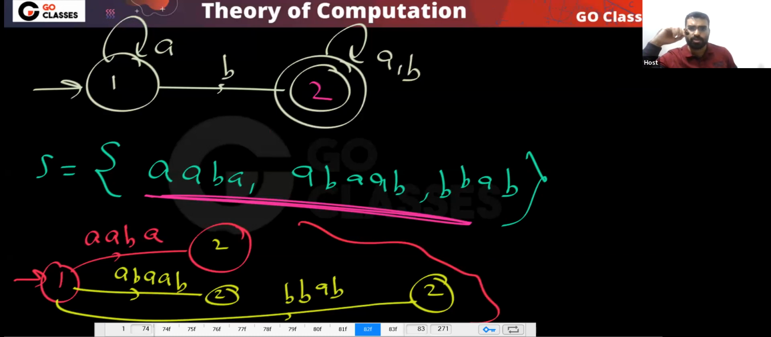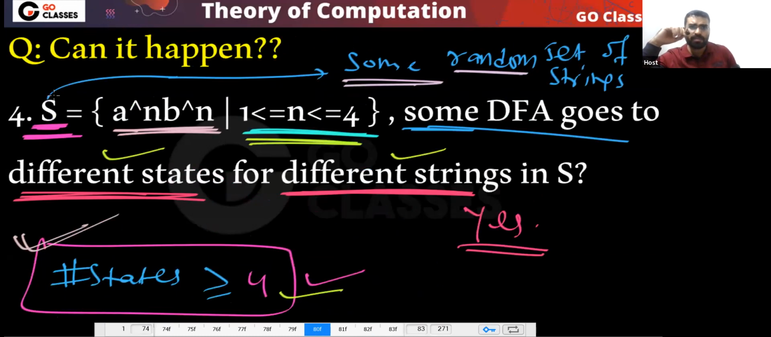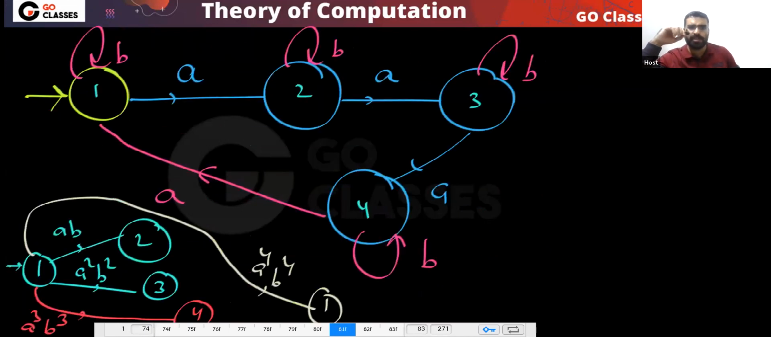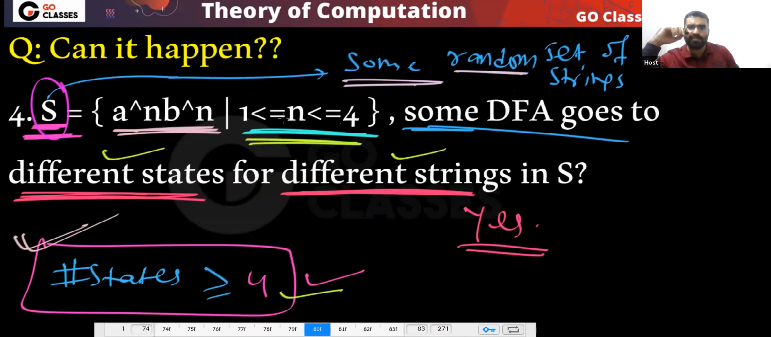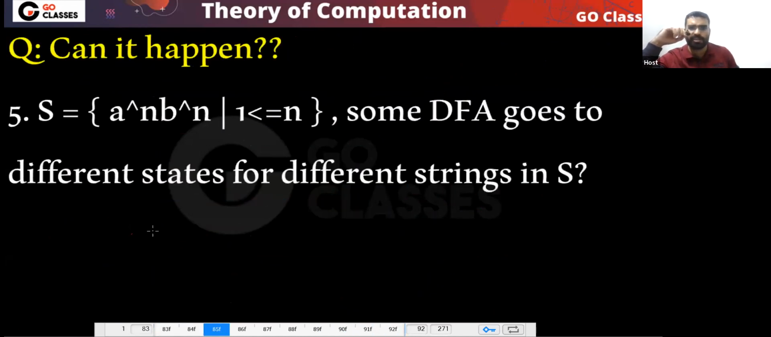Okay, is this clear? So I am taking a random set. This S is not a language, remember. This is some random set. So did you understand this? Please tell me. So you can notice for this set, you can create a 4 state DFA such that these strings will go to different states.